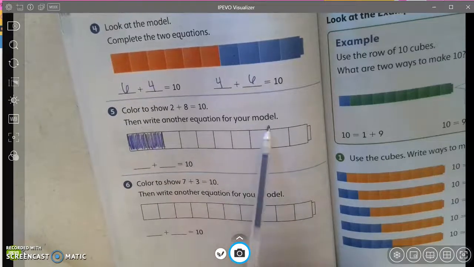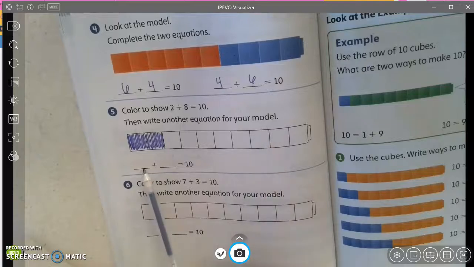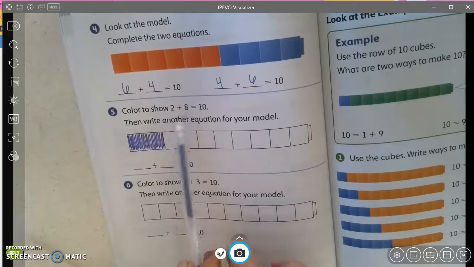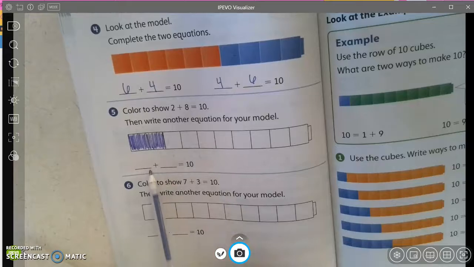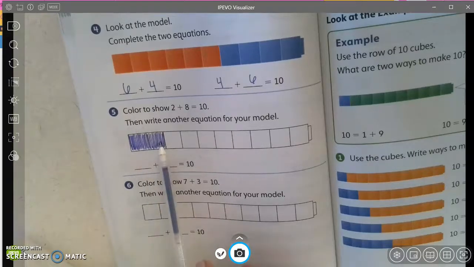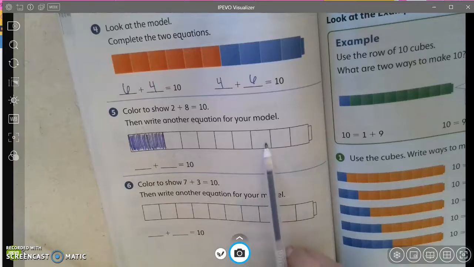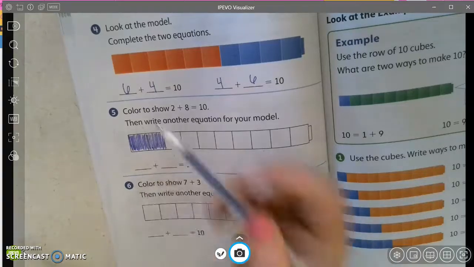And then write another equation for your model. So we're not going to write 2 plus 8 here because that one's right here. We need to write a different fact here. So here's 2. Let's make sure that I have 8 white ones. 1, 2, 3, 4, 5, 6, 7, 8. I sure do. What is another equation that these cubes represent? We flip-flop them, right? 8 plus 2.